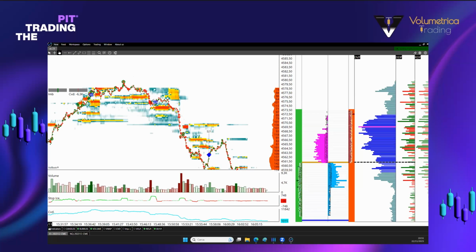Same thing here. Another absorption of buyers, 529. No follow through at all, but then it starts to get really interesting when we have initiative by sellers taking place, confirming that your buyers were not always struggling, but they eventually gave up.